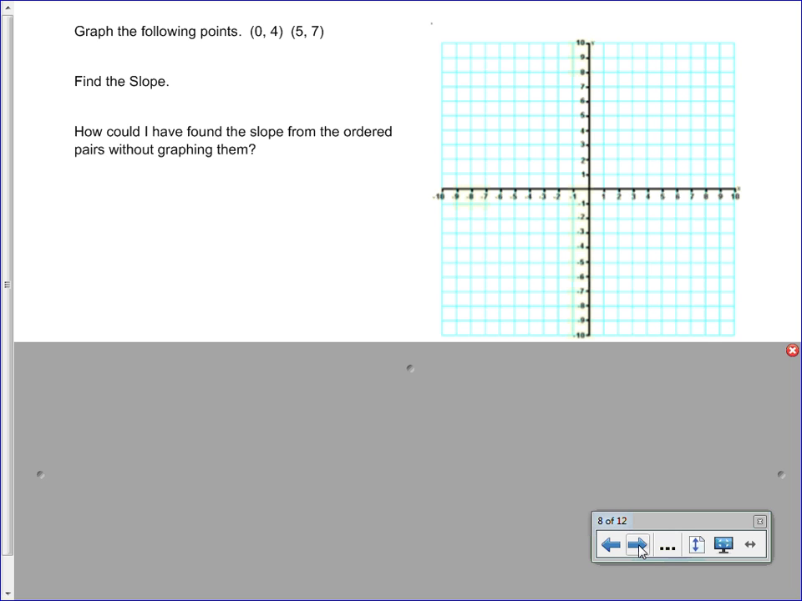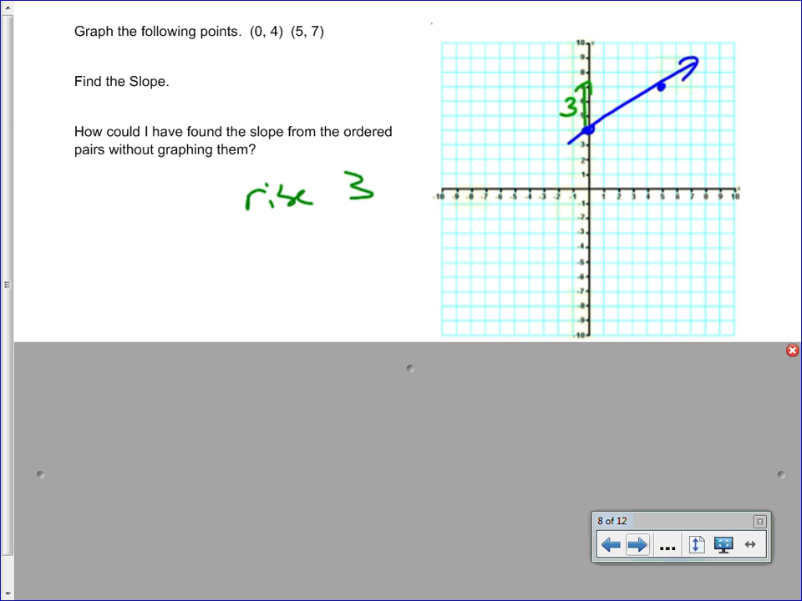Okay, so now if I plotted these 2 points, 0, 4 and 5, 7, and I find the slope. So I've got a line that goes through these 2 points. If I found my slope, which is rise over run, here I can see that I go up 3. So my rise is a 3.